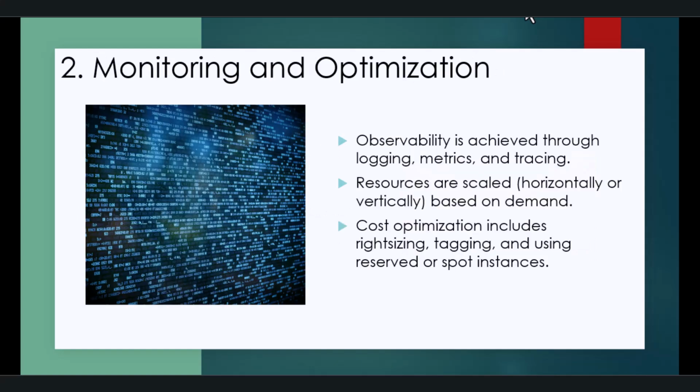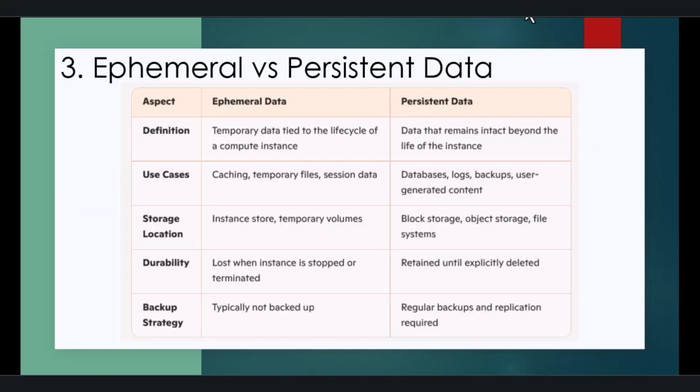Phase 2 is monitoring and optimization. Observability is achieved through logging, metrics, and tracing, and the resources are scaled horizontally, which is scaling out and scaling in, or vertically, scaling up and scaling down based on demand. And horizontal scaling is often done with auto-scaling. Cost optimization includes right-sizing, tagging, and using reserved or spot instances.